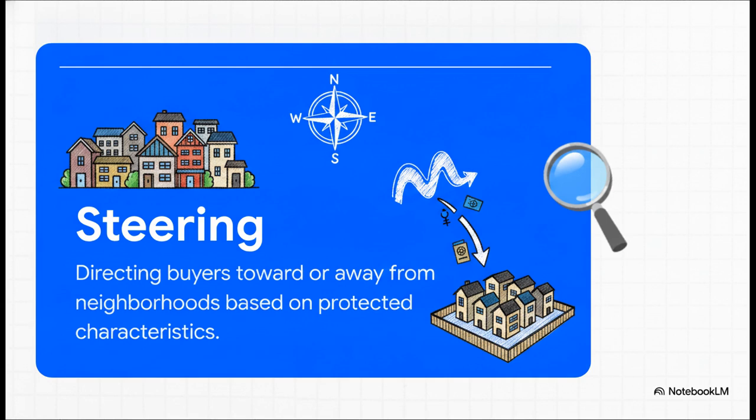But the law is crystal clear here. You cannot limit a buyer's choices based on your own assumptions about their protected class. Showing a buyer homes only in specific, segregated areas simply based on their religion or national origin is a subtle but highly damaging form of discrimination. And yes, it can absolutely cost you your license.